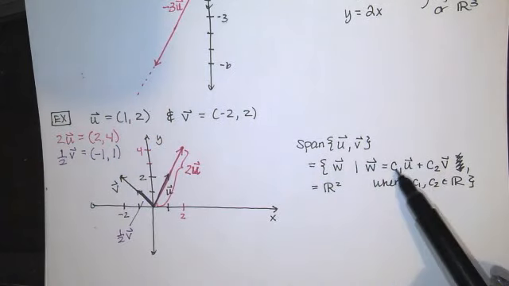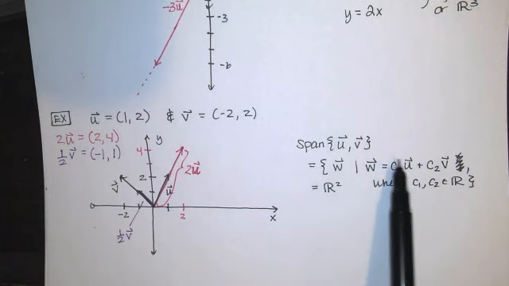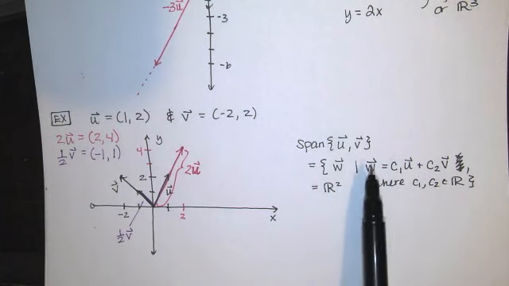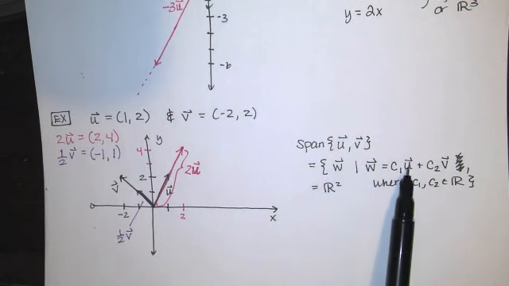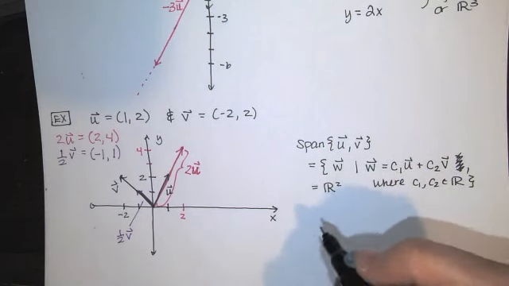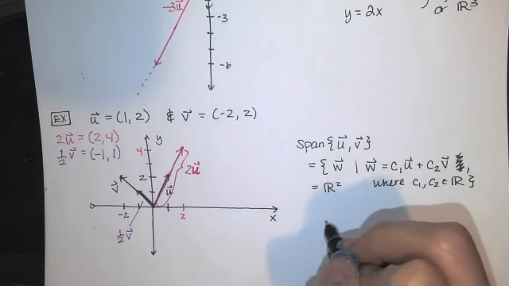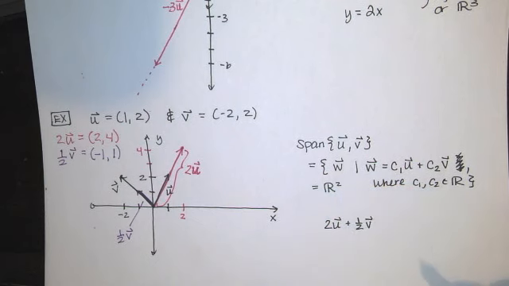Now, if I'm talking about one member of this space, which is the span of these two vectors, u and v, I can take just any vector that is a linear combination of these two. So one vector in this space would be 2u plus 1/2 v. Now we can add these two vectors together in two different ways. We could add them algebraically or we can add them geometrically, but either way we're going to get the same result.